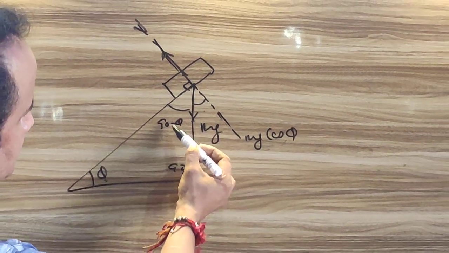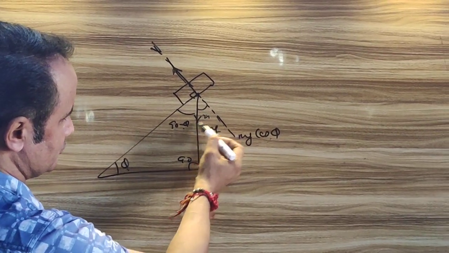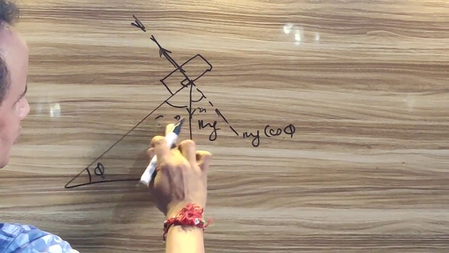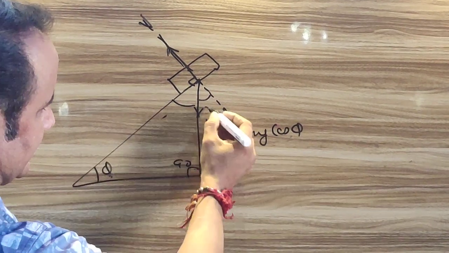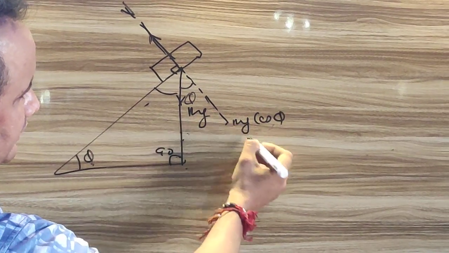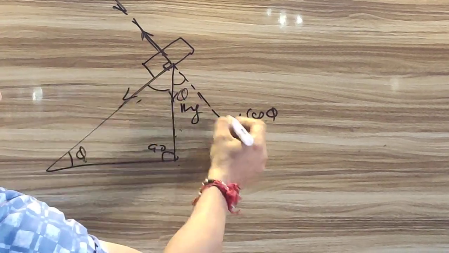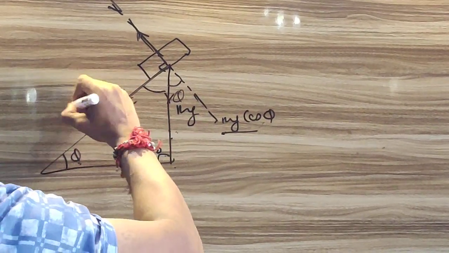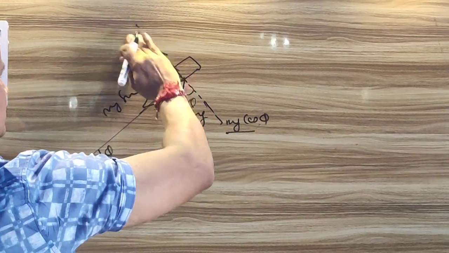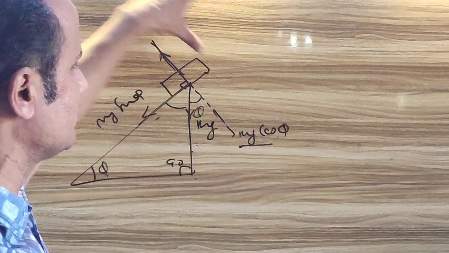Again, we know if this is 90 minus theta and plus some other angle gives you 90, this has to be theta degree. So next to this theta we have mg cos theta, that is one of the components, and the other component is perpendicular to this one, that is mg sin theta. And this is normal. Since the block is not moving in any direction, the normal and mg cos theta are equal.